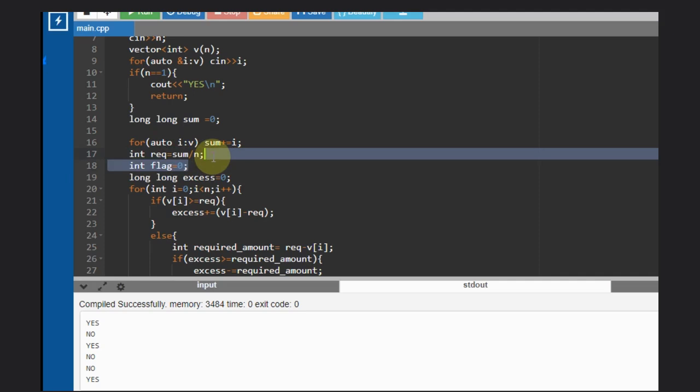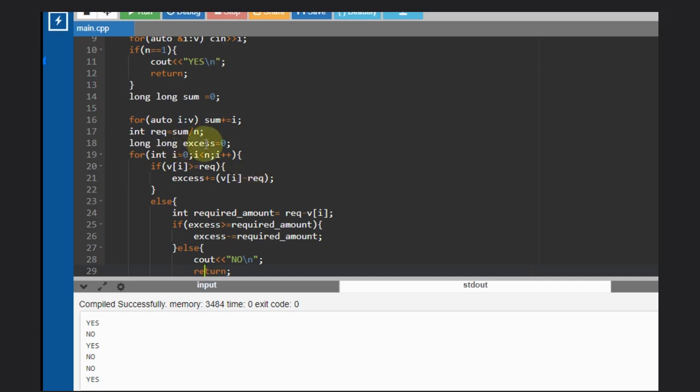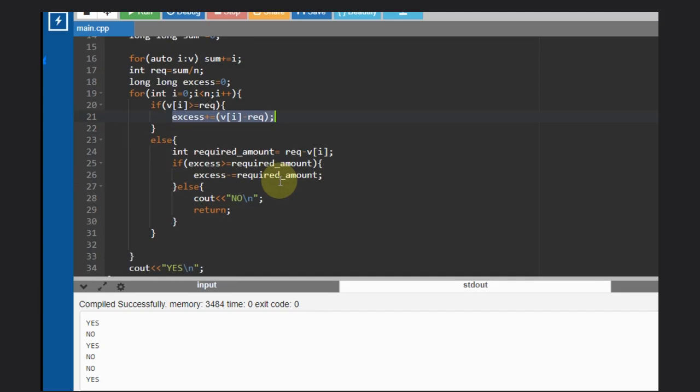Here we calculate the required amount of water at each container. This flag we don't need. We have also determined the excess water. Excess is initially 0, and we go through each iteration. If bi is greater than or equal to the required amount, that means it has excess, so we update our excess with bi minus the requirement.